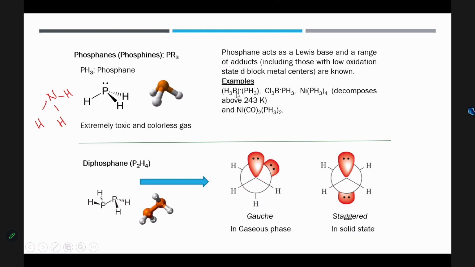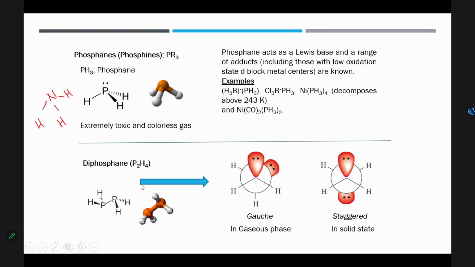Like BH3 is a Lewis acid, PH3 is a Lewis base because of the lone pair of electrons, so it forms a Lewis acid-base adduct. BCl3 is also a Lewis acid, and PH3 a Lewis base; it forms a stable covalent bond. Tetraphosphine nickel: phosphine also forms stable coordination compounds, but these are difficult to handle. And this is the monophosphine.